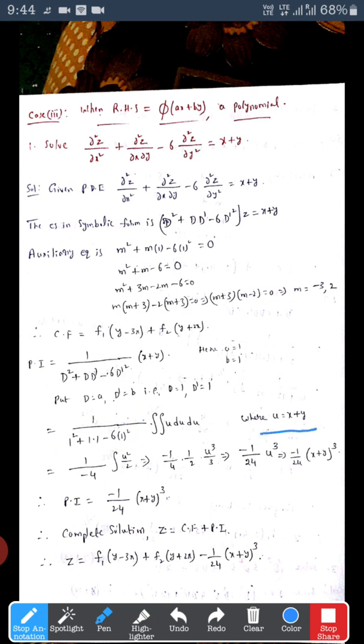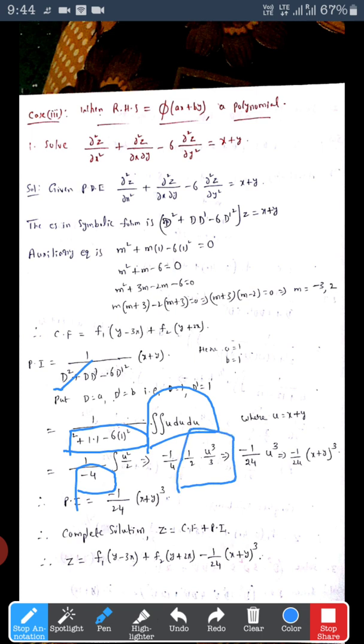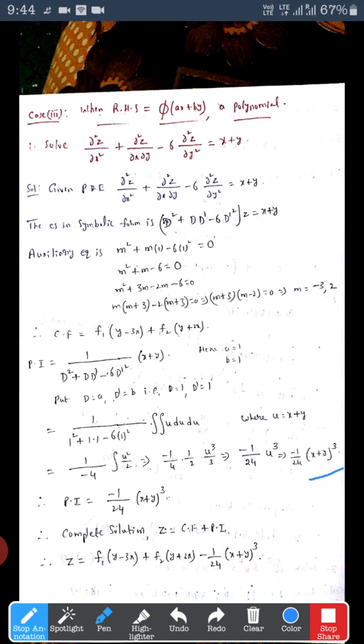So here I am assuming x plus y as some u. Therefore, in the denominator, the function is of second degree. Therefore, we write a double integral here. Double integral u du. Therefore, here the denominator is not equal to 0. Therefore, there is no problem at all. So after integrating u 2 times, we get u cube by 3, that means u cube by 6. Therefore, after simplifying this one, minus 1 by 24 into u cube. After integrating, we are replacing in place of u, x plus y. Therefore, the PI is minus 1 by 24 into x plus y whole cube.